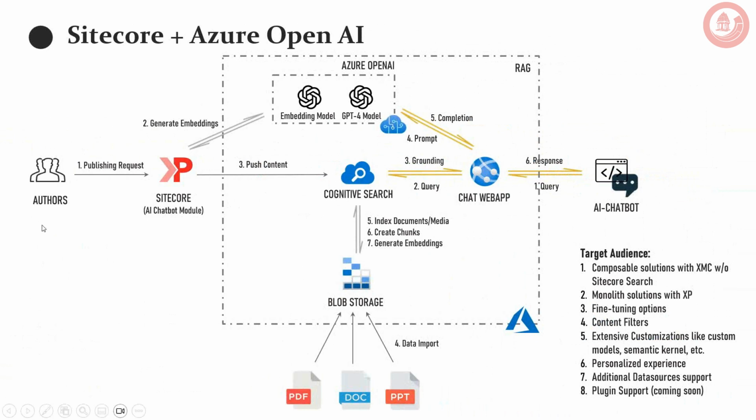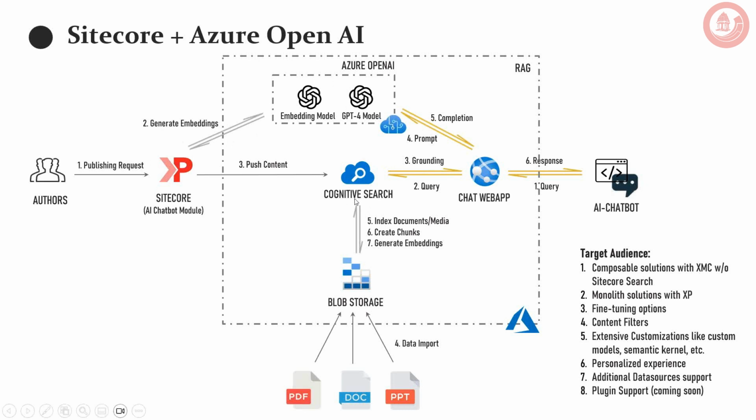Here, when a content author publishes a request, it goes to Sitecore XP, and from Sitecore XP we have to take that content and generate the embeddings using the embedding model. Azure OpenAI has two models. One is the embedding model, which generates the embedding for whatever input you pass. The other is the GPT-4 model, which is trained on vast data sets and gives you the completion for the prompts that you send. The first step is to generate the embeddings from the embedding model. Once we get the embedding, we have to push that content along with the embeddings into the cognitive search. We'll see how those look in the demo portion as well.